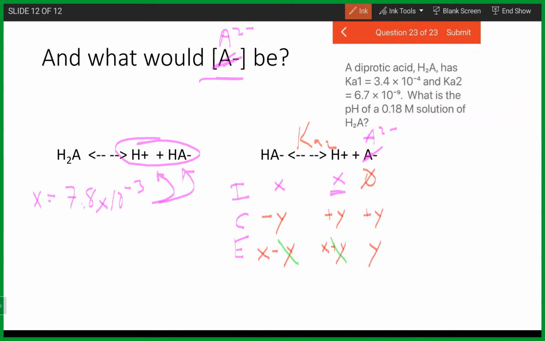So when we look at our equilibrium expression, we'll have Ka2 is equal to xy on the top for the products over x for the reactants, which is really just going to simplify to Ka2 is equal to y. So what we're going to see is the concentration of that anion, A2 minus, is just going to be the same as the Ka2 value. So it's going to be 6.7 times 10 to the negative 9 there.